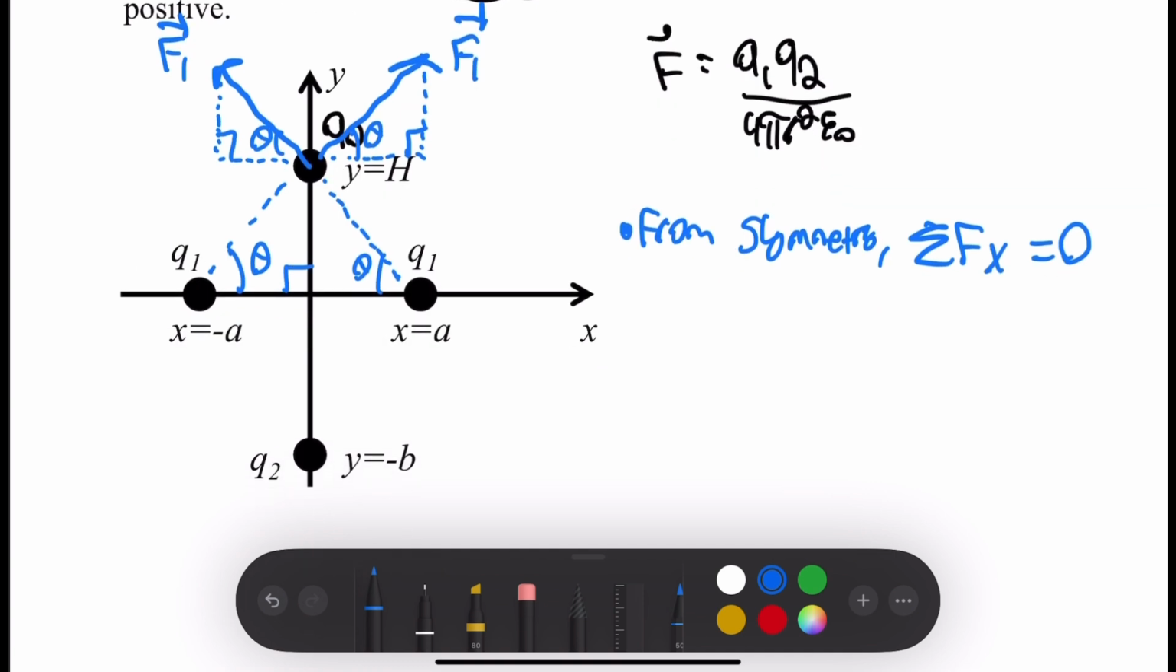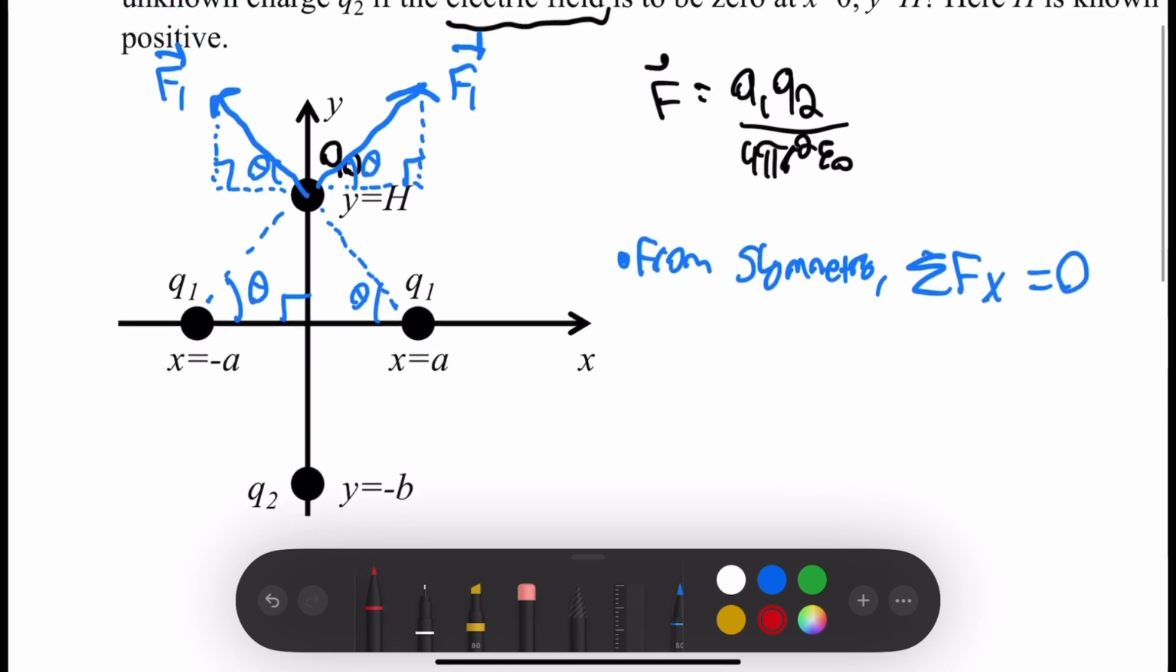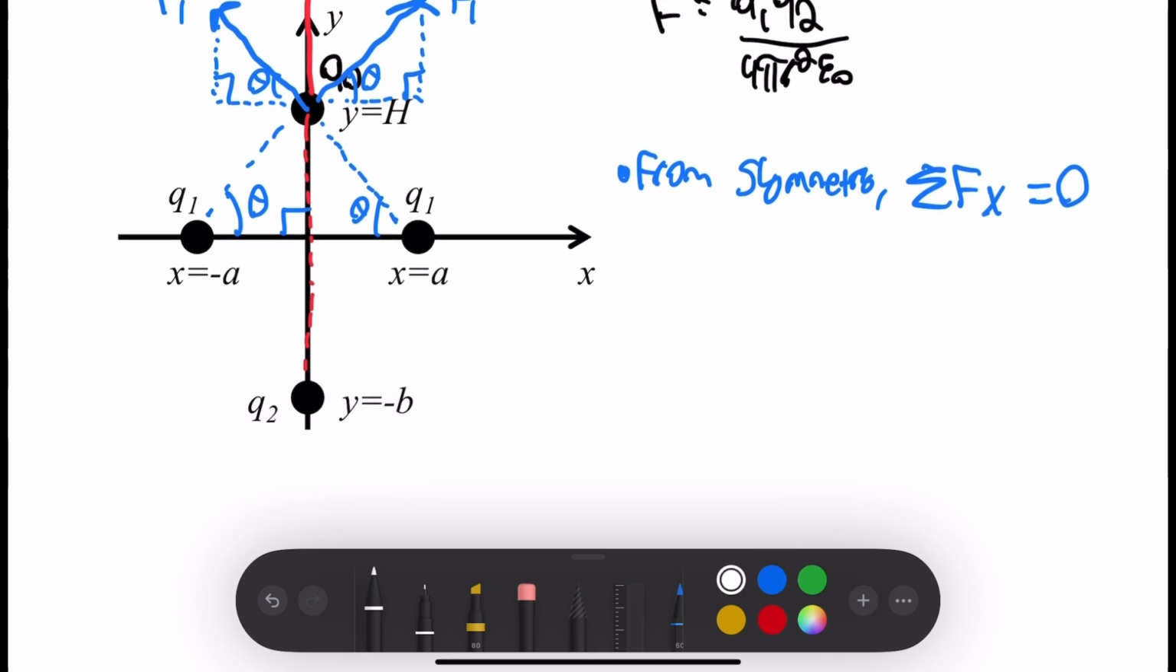And then for the unknown charge, because it's unknown, typically you just choose for it to be positive or negative and then just go with that. In this case, I'm going to assume that it's positive. So then this is going to end up repelling and creating a force up here. So I'll call this one F2. But we're only dealing with y components, so I can just write the force in the y direction.